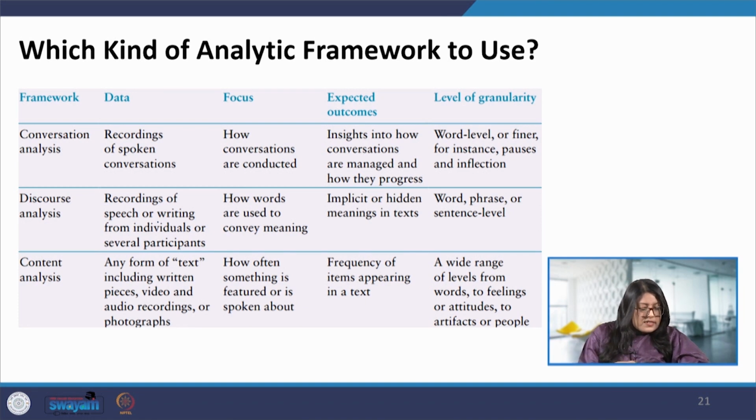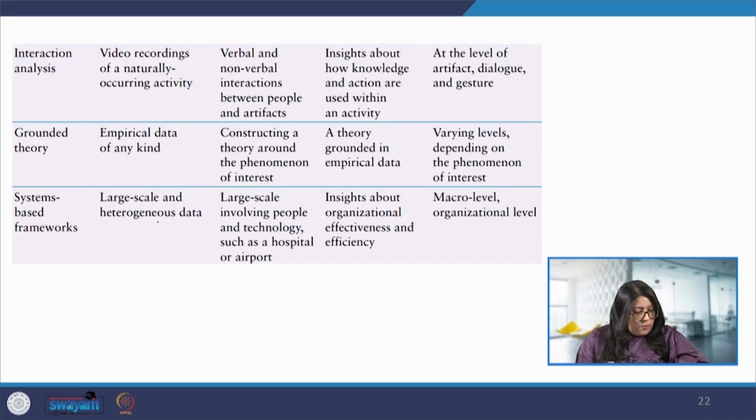So, for example, the conversation analysis has a fine level of detail, and it allows us to examine the details of what is said and how. But in the system based framework, we can see that it takes a broader scope and it has a coarser level of granularity or detailing.